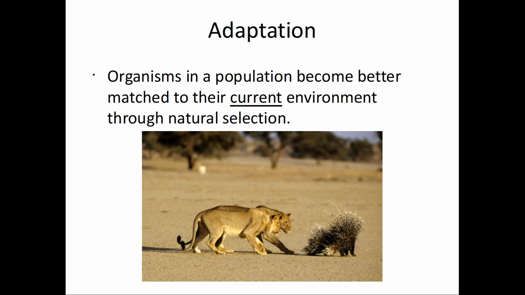Adaptation: organisms in a population become better matched to their current environment through natural selection. So over many, many years, many, many generations, as more and more generations are selected, the traits that are better suited become more pronounced. So you think about a porcupine. Those are hair-like projections. They're hair, right? But this particular organism has evolved large quills to prevent it from being eaten by these two lions.